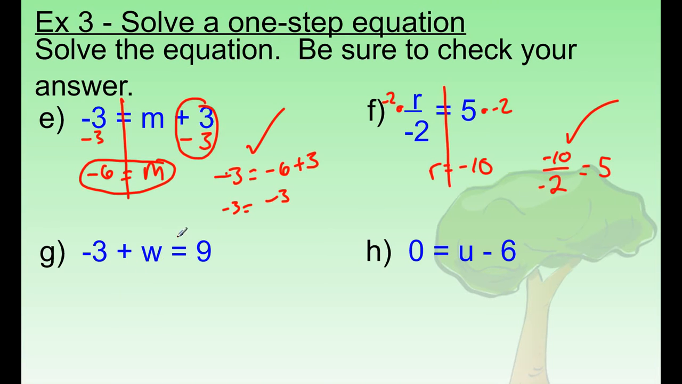Letter G. Let's see. My variable is being added by negative 3. These are some of the problems that cause some confusion for some students. And I don't know if it's just the way I explain it or not, but here's what I would do to solve this problem. You can check to see if you did the right thing. What I would do to get rid of this negative 3 is I'm actually going to add 3. And you're going to say, wait. The variable is being added by negative 3, so shouldn't I subtract a negative 3? And the answer is, yeah, you could.